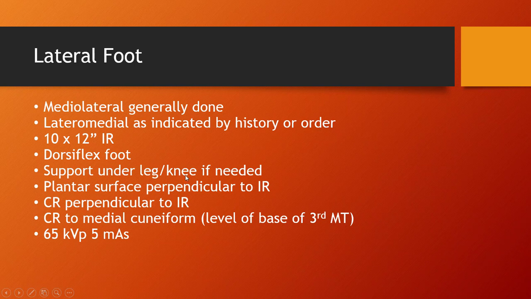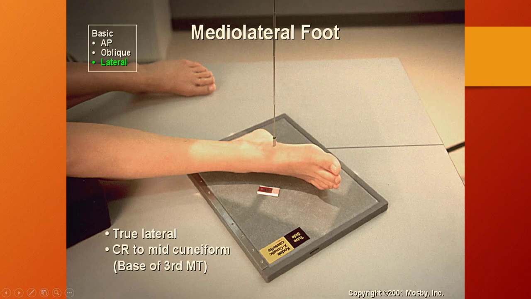Support under the knee, so you can place a sponge or a washcloth or towel if it needs to be. So if your patient's having a difficult time holding that position, then go ahead and place something underneath the knee to help support that. Your plantar surface will be perpendicular to the image receptor. Central ray is perpendicular to your image receptor, and your central ray is going to come through that medial cuneiform.